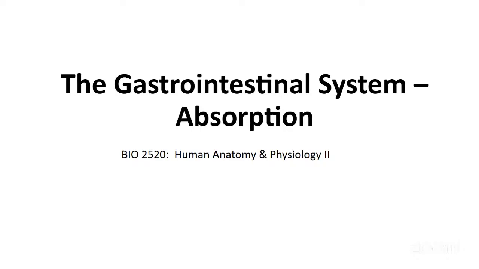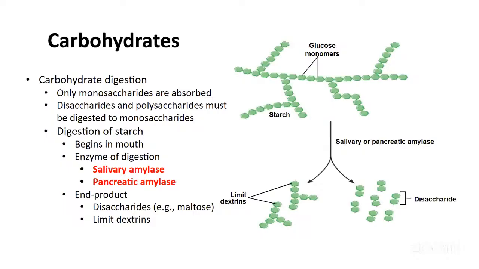So a reminder where we are. We've walked through the layers of the general walls of the GI tract, talked about some of the cells involved. Then we talked through the order of the regions of the GI tract, running from the mouth all the way down to the anus.